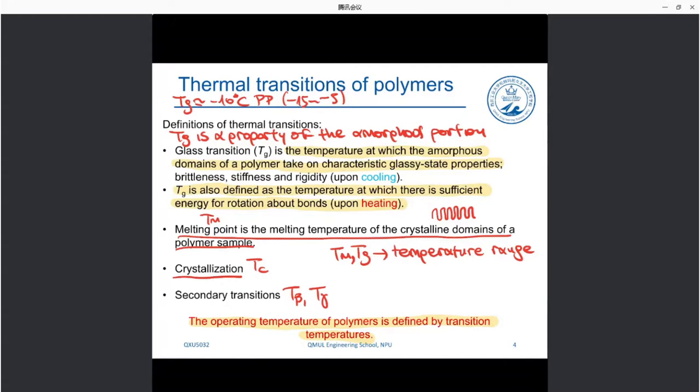The glass transition is the temperature, as we said, at which the material softens significantly. So from a stiff material, it becomes very soft. So the way we will experience a material, whether it's soft or stiff, depends on its glass transition temperature, okay?